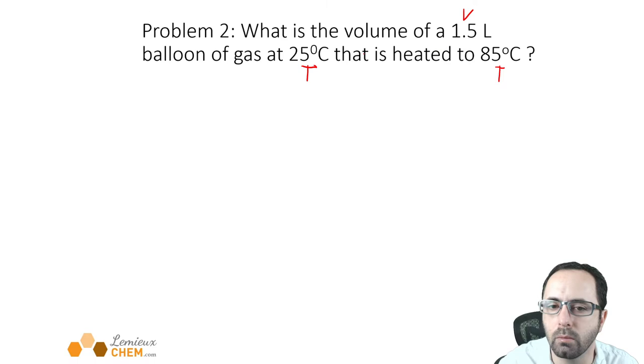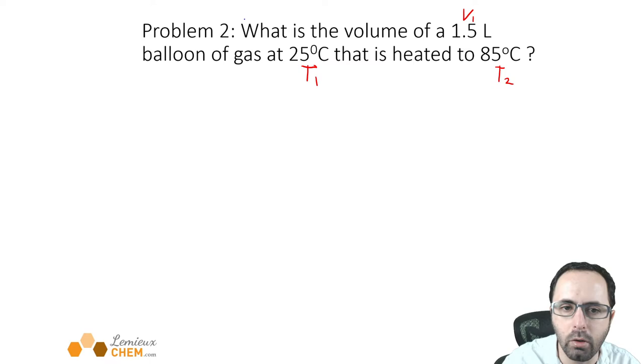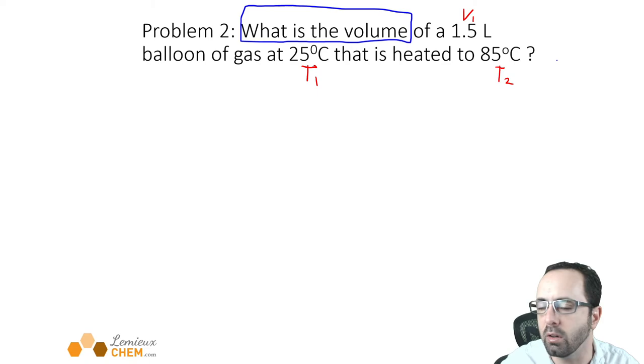Here, this is our volume we're given. We'll call this V1, and that is the volume when the temperature is 25 degrees Celsius. So we're going to call this T1. Then the balloon is heated, and so it gets a new temperature, 85 degrees Celsius. We're going to call this T2. And then we're asked, what is the volume? That's the volume when the temperature is 85 degrees Celsius. So this is going to be V2.